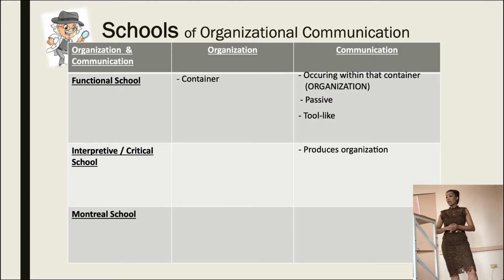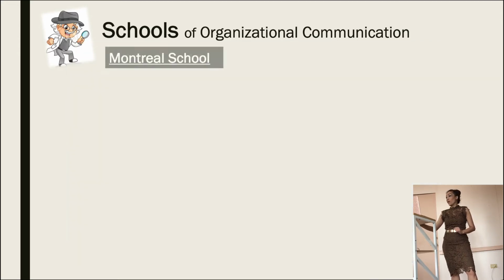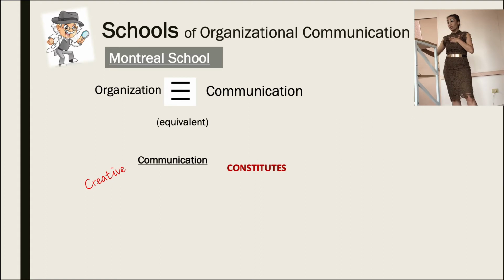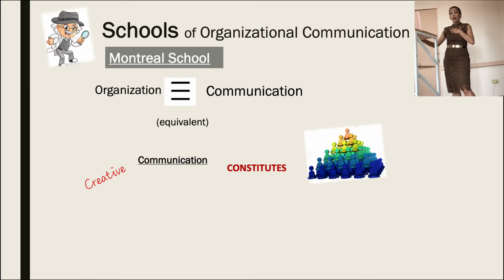I'd like you to remember that for the interpretive critical school, communication produces organization, and the organization as such is fluid. Let's move on to the Montreal School. Okay, for the Montreal School, an organization is seen to be equivalent to communication. What does it mean? Equivalent means equal in value. Okay, so communication is creative and it constitutes the organization, which is then emergent from being constituted through communication or by communication.